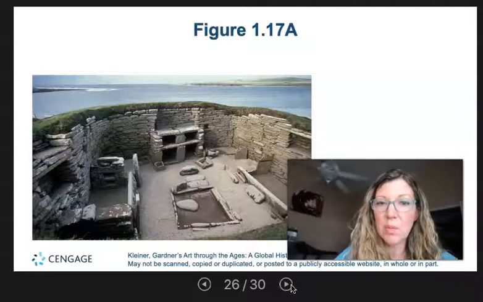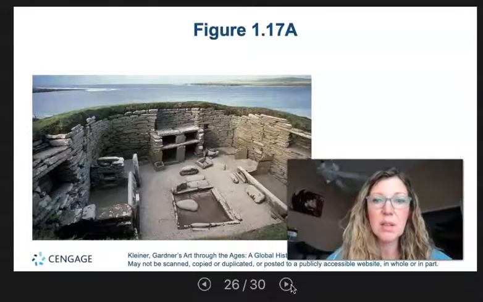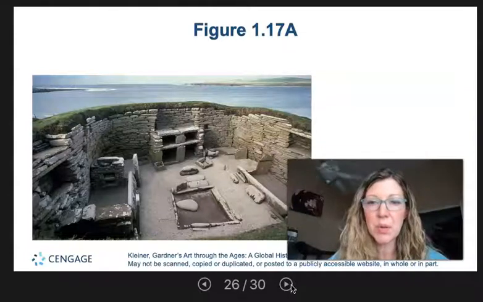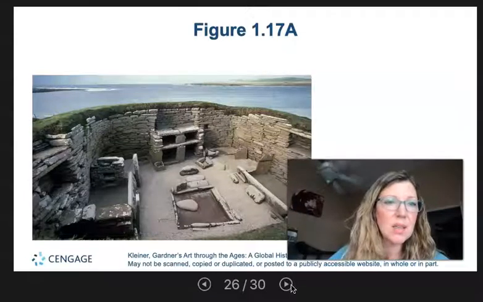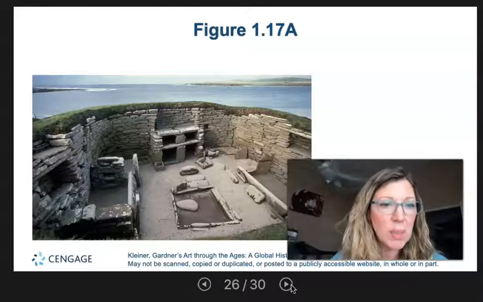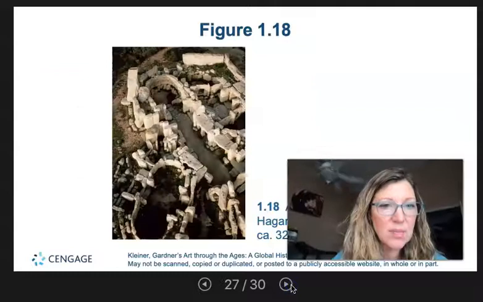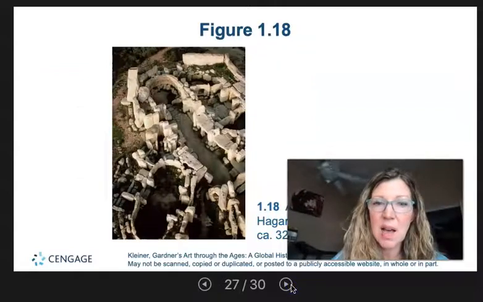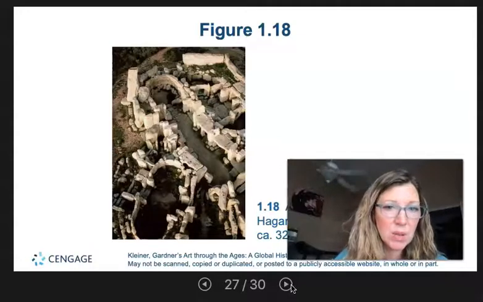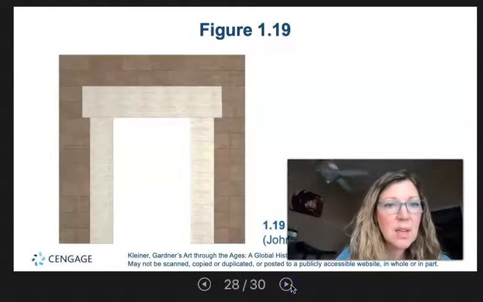Okay, Skara Brae. This is Paleolithic civilization in one of the most remote parts of Northern Europe. And this area has proved to be an archaeological gold mine. Fascinating. Okay, and this is Hagar Qim, the huge complex civilization. We're just wrapping it up here.